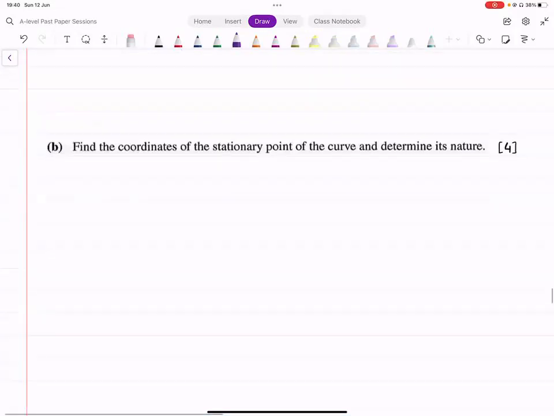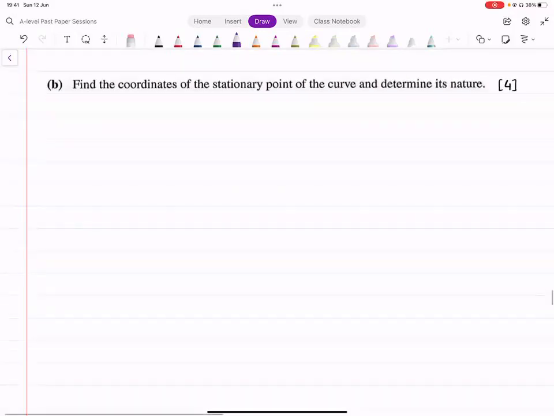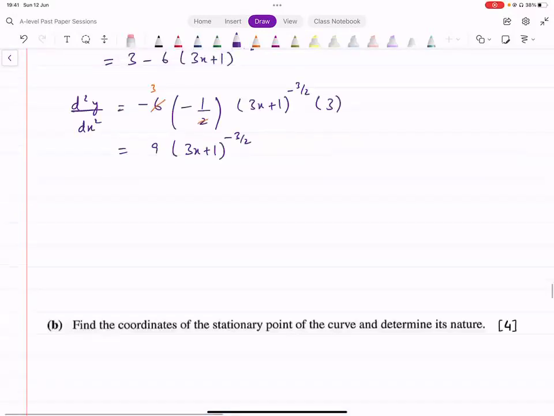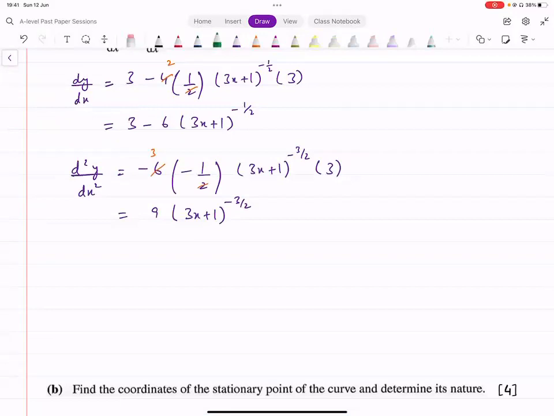Part B, it says find the coordinates of the stationary point of the curve and determine its nature. Okay, so we have already found the first derivative. How do you find stationary point? At stationary points, the derivative is equal to 0, or you can say, since the gradient is 0, that's why the derivative is 0. So whatever derivative we found there, we can just put that equal to 0.